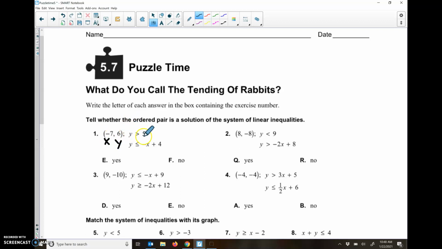If I plug it in here, this top one's pretty simple. So y is greater than 5 and my y is 6. So yes, that's true. 6 is greater than 5. So that's good to go.